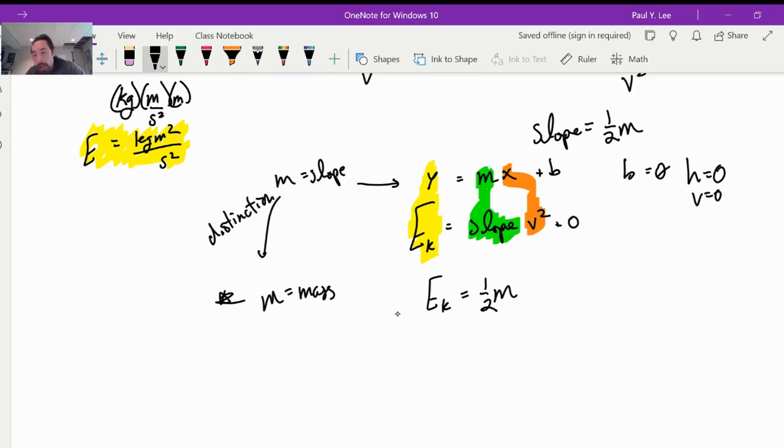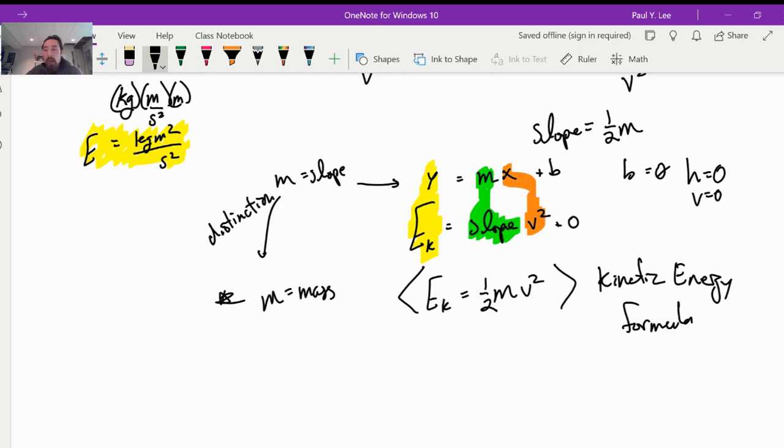Right? 1/2 mv squared. Now, this is the first of many formulas that we're going to derive for this unit. This formula right here is called the kinetic energy formula. Okay, and with this lab, you're able to actually find the kinetic energy formula.